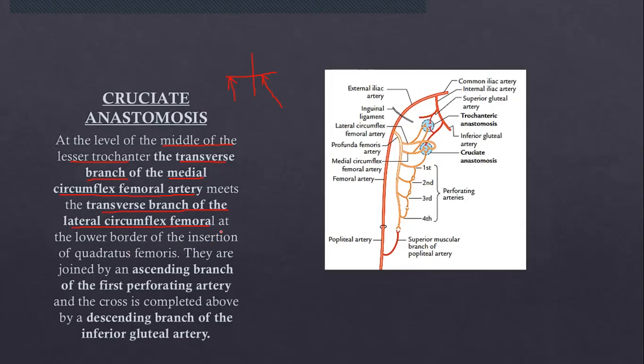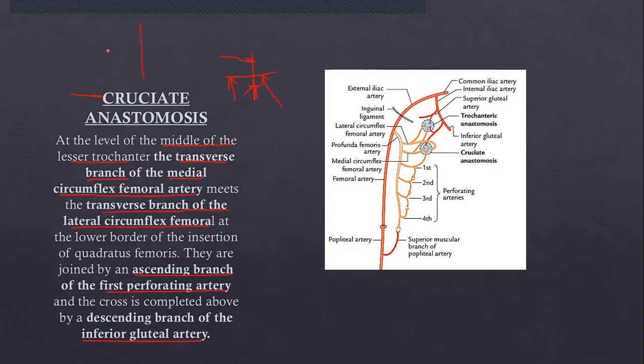Then also by the ascending branch of the first perforating artery. So this is the ascending branch of the first perforating artery. Then also this is the descending branch of the inferior gluteal artery. Okay, so those arteries constitute the cruciate anastomosis. It looks like a cross.